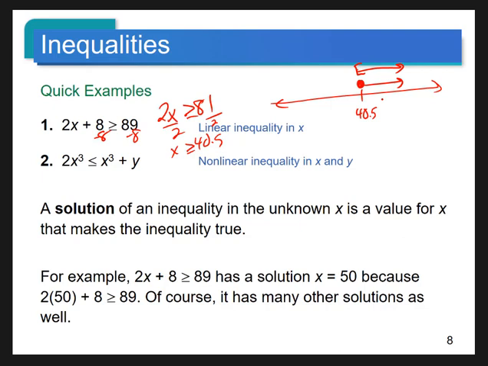For the second one down there, 2x to the third is less than or equal to x to the third plus y. First thing we notice is it has 2 variables, x and y. Second, the power on the x, that x to the third, means this is not linear. So this is not going to be a linear inequality. It's only 2 variables, x and y, so we most likely can still graph it on our standard Cartesian plane, but it's not going to have a line as that boundary condition.